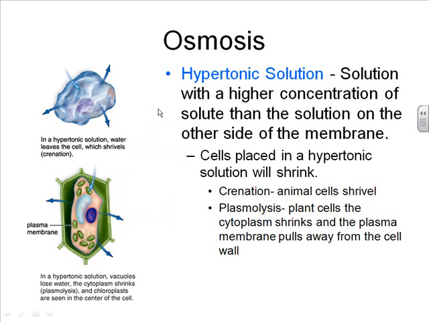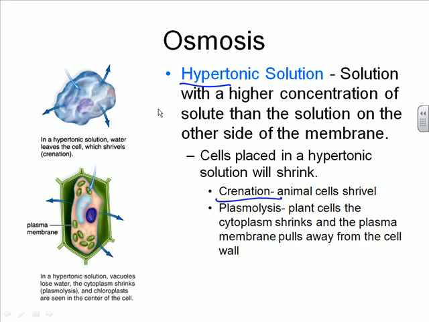We want to kind of remember this by thinking about just hyper. If you think about a real hyper child, go, go, go, run, run, run, they're very rarely overweight. They're always on the go. They're typically smaller. Hyper is going to cause my cell to shrivel or shrink. In an animal cell, we refer to that as crenation, shriveling up.